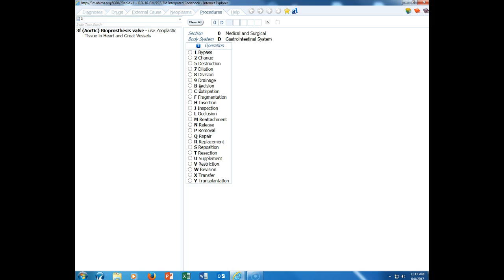Now, number 7 is via natural or artificial opening. And I want you to look at D, because this is when instrumentation goes in through a natural or an artificial opening. So this is an example of an endotracheal intubation. So they're putting in an ET tube. Usually if a patient's going to be on a respirator, they'll put in an ET tube to hold the airway open. And this is an example of that root operation.